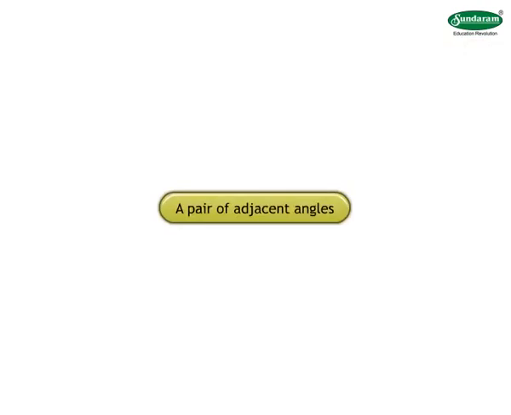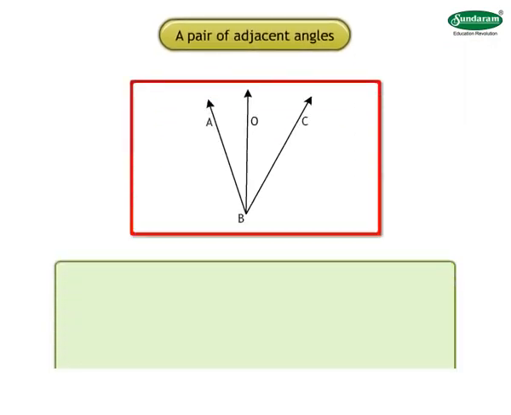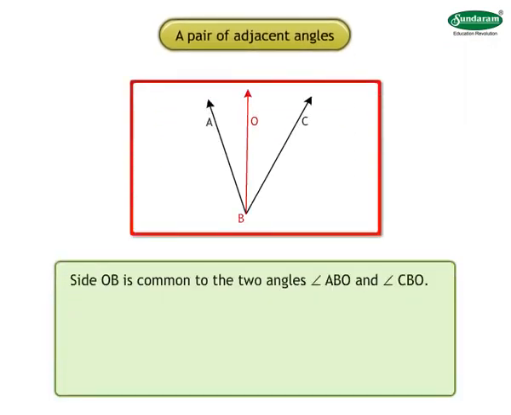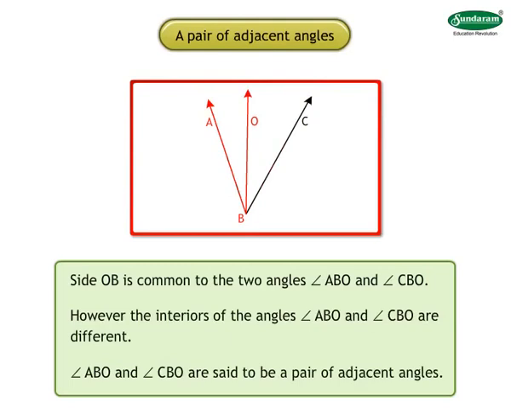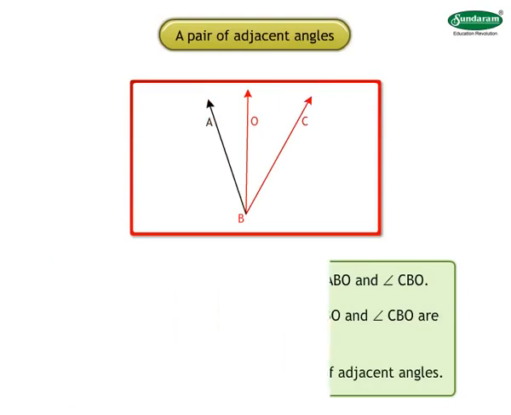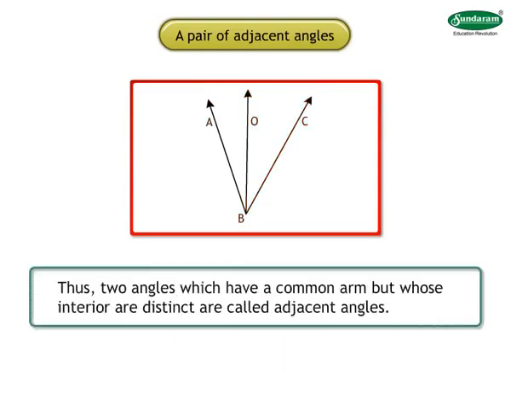Now let's see, what do you mean by a pair of adjacent angles? Look at the figure. Side OB is common to the two angles, angle ABO and angle CBO. However, the interiors of the angles, angle ABO and angle CBO, are different. Angle ABO and angle CBO are said to be a pair of adjacent angles. Thus, two angles which have a common arm but whose interiors are distinct are called adjacent angles.